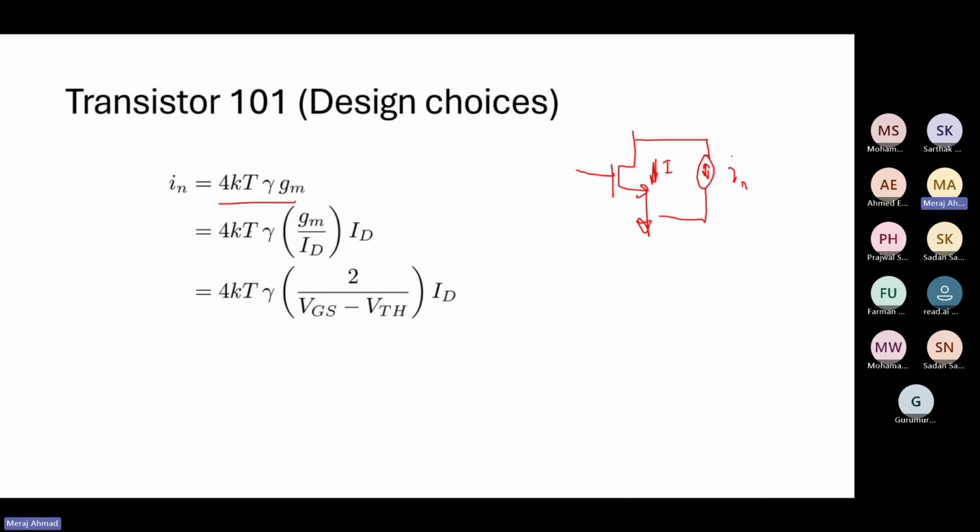So let's play with it, just rearranging with a bit of mathematics. You can divide and multiply by ID, it won't affect your expression. And GM over ID is 2 by VGS minus VTH. So again, you get a VGS here. If you want a lower noise of your current source, you should have a higher VGS. Because if current is constant, the only way to reduce noise is increasing VGS.